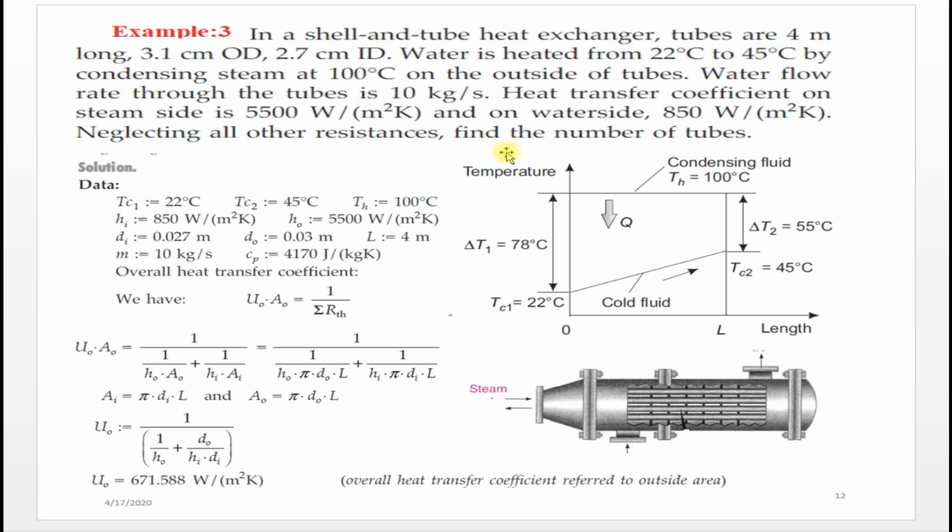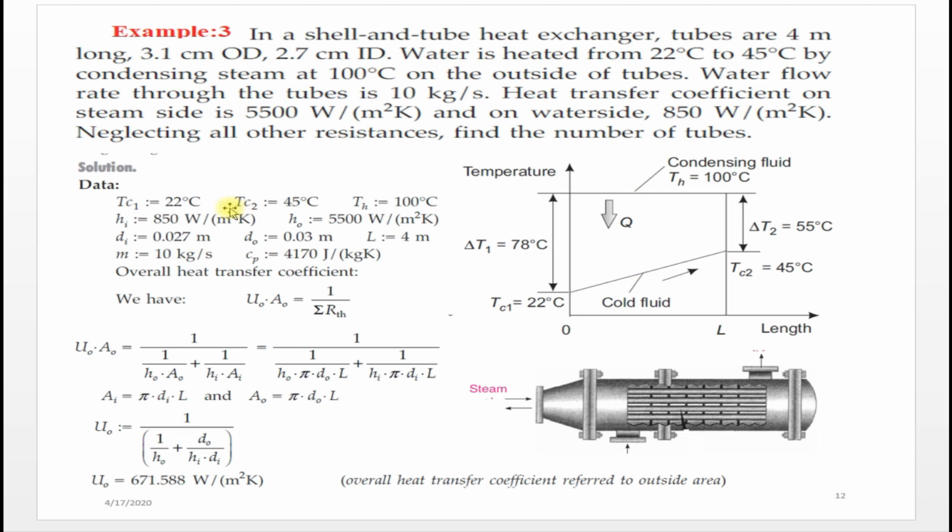In this problem we have to find out the number of tubes. In a shell and tube heat exchanger, the n number of tubes are arranged in this shell. So in order to find the number of tubes, first we have to find out the total area of n number of tubes and the individual area of the tube. If you divide the total area of the tubes by the individual area of the tube, you will get the number of tubes.